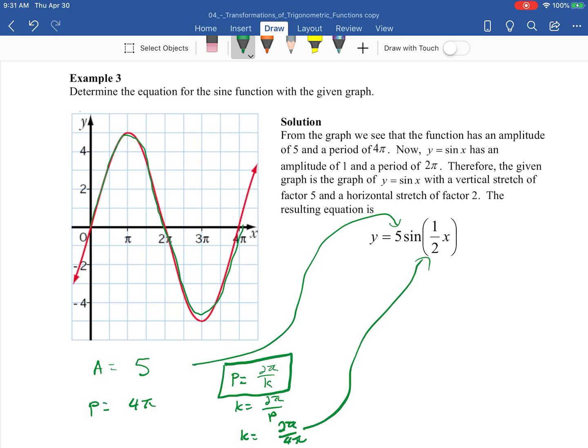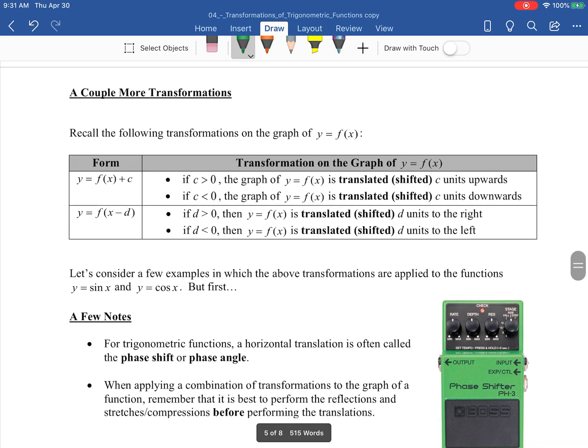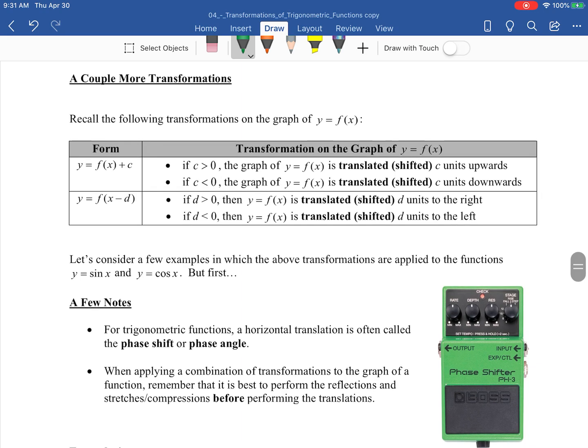Okay, so now it has both ways. I've covered amplitude and period both ways, from the equation to the graph and from the graph to the equation. There's a couple more transformations we have to deal with.